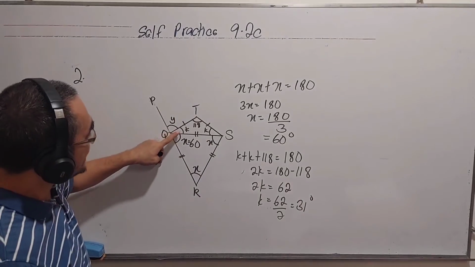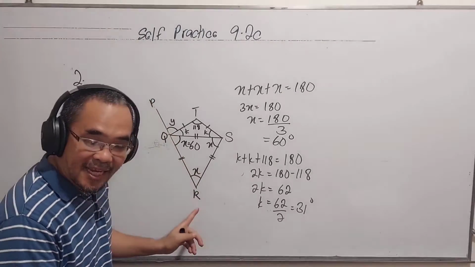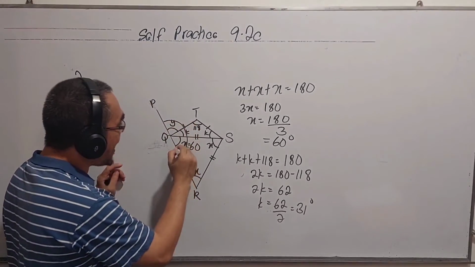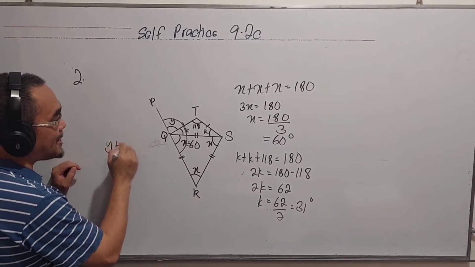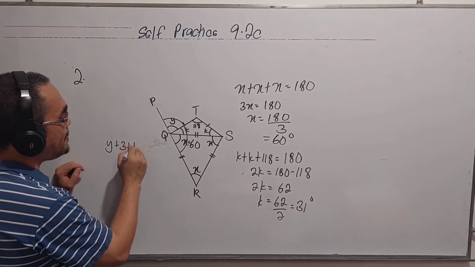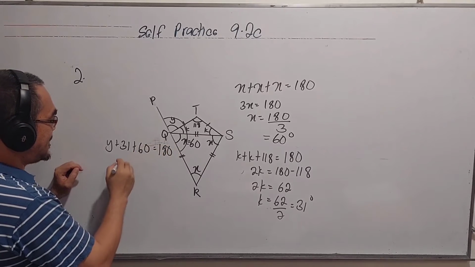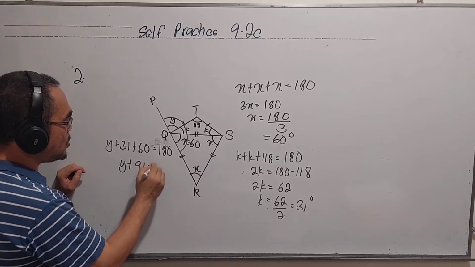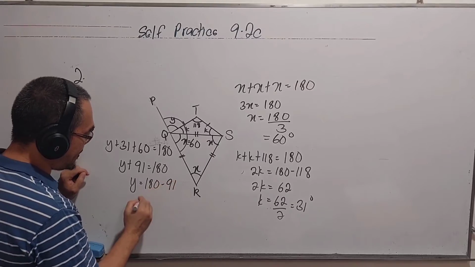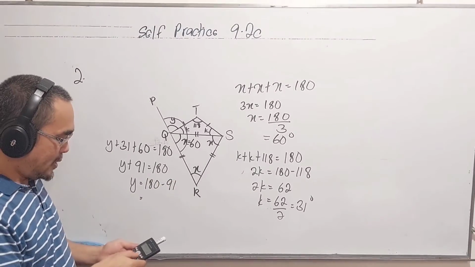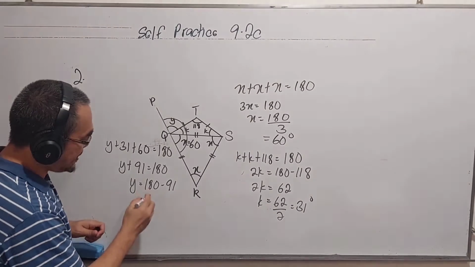So you have k here is 31 degrees, and the statement says that PQR is a straight line. So the whole angle at Q will be 180. So y plus k, which is 31, plus x, which is 60, equals 180. And here 91 plus y equals 180. So y will be 180 minus 91, which is 89 degrees.